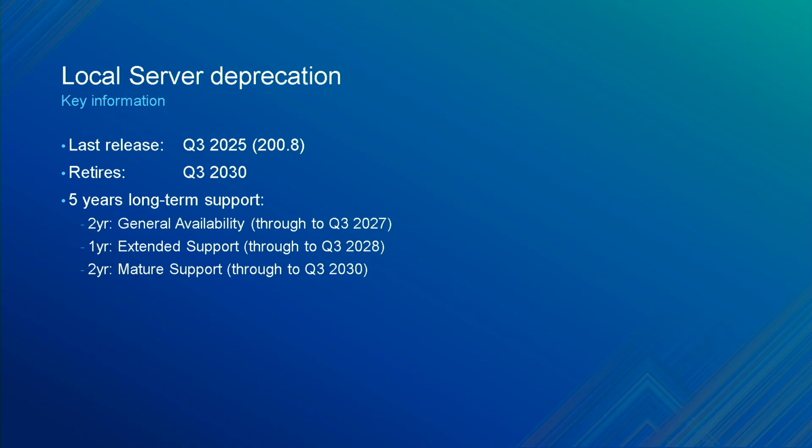But the key here is that local server is going to be retiring in about 5 years, right? So we're looking at 2030 for its retirement. It's an LTS release, which means we get 5 years of support. That's 2 years of general availability, 1 year of extended, and 2 years of mature. So for those 2 years of general availability, we're going to handle things like if we need to deliver patches, we'll evaluate if patches or hotfixes or anything needs to be delivered in that time frame.